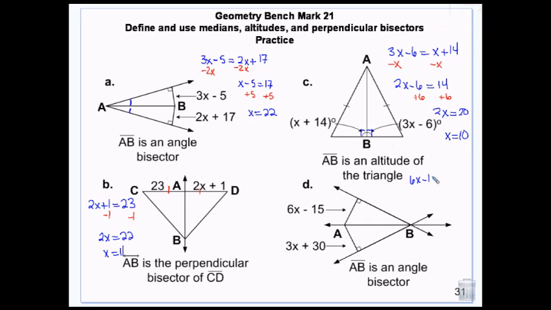Set them equal to each other. Subtract 3x. And I get 3x minus 15 equals 30. Add 15. And I get 3x equals 45. And if I divide both sides by 3, I get 15.